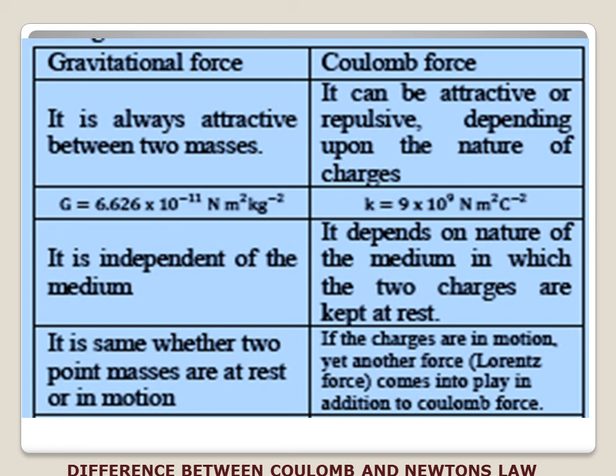See, the first one is, gravitational force is always attractive between two masses, whereas Coulomb force can be attractive or repulsive depending upon the nature of the charges. And in gravitational force, capital G is equal to 6.626 into 10 to the power of minus 11 Newton meter squared per kg squared, whereas in Coulomb force, K is equal to 9 into 10 power 9 Newton meter squared per Coulomb squared. Gravitational force is independent of the medium, whereas Coulomb force depends on the nature of the medium in which the two charges are kept at rest.